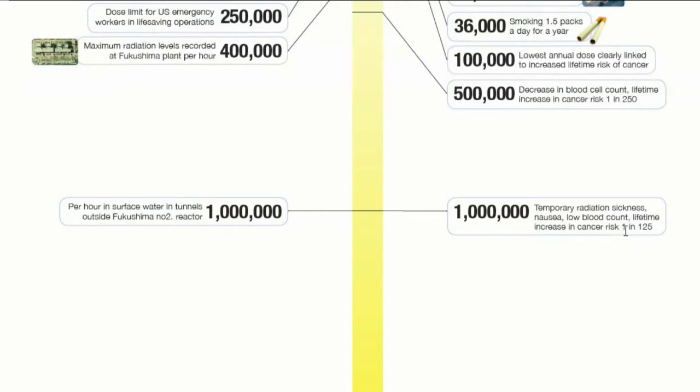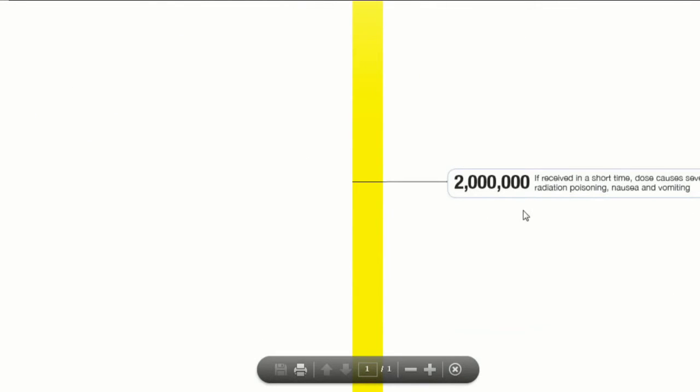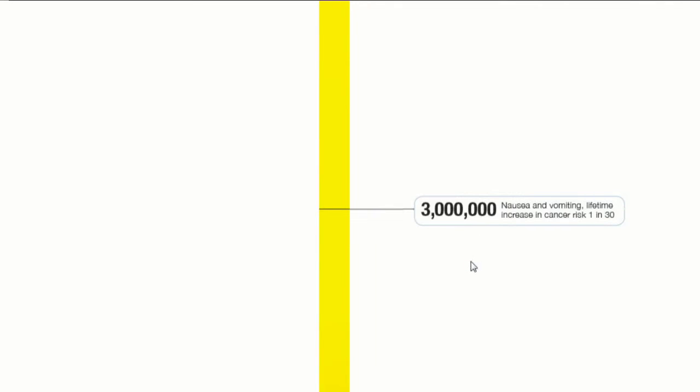So vomiting, things like that. It increases your risk of cancer to 1 in 125. And that would have been the amount you received in the water tunnels per hour outside of Fukushima. There you go. 2 million causes severe radiation poisoning, nausea, vomiting. Bad day. Really bad day at 2 million. At 3 million microsieverts, your increase of cancer is at 1 in 30. So that's even worse. If you get treated right away at 4 million, you might make it.